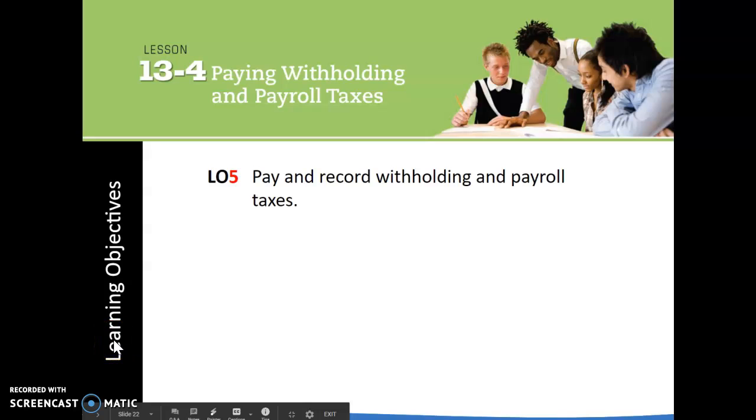Today we're going to start 13.4, which is paying withholding and payroll taxes. So we've calculated all those different things for those liabilities and withheld those things from the paychecks. So now we need to pay this to the government. So our learning objective is to pay and record withholding and payroll taxes.